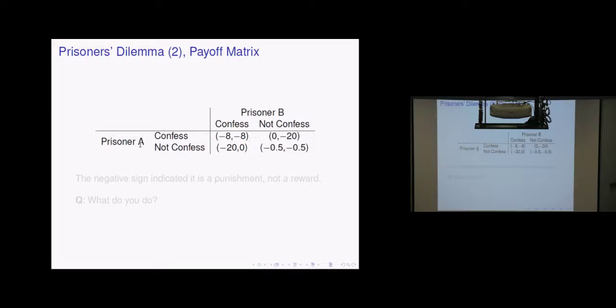Now, if both of you do not confess, you get 6 months, so both of you get minus half a year. So this is the payoff matrix. Now we ask, what do you do? Or we ask the same question: is there a Nash equilibrium?